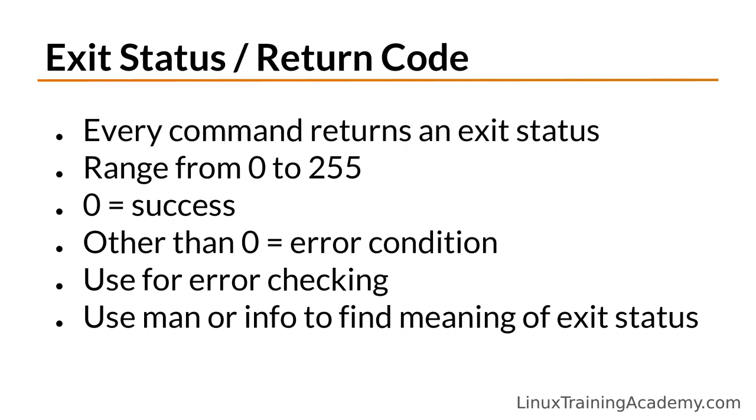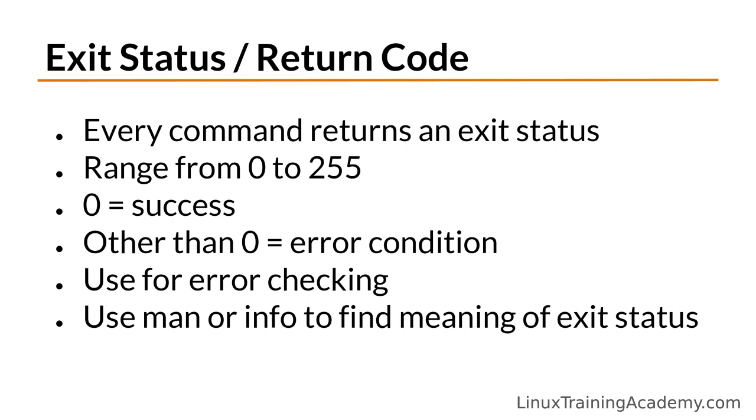Every time a command is executed, it returns an exit status. The exit status, which is sometimes called a return code or exit code, is an integer ranging from 0 to 255. By convention, commands that execute successfully return a 0 exit status. If some sort of error is encountered, then a non-zero exit status is returned. These return codes can be used in your script for error checking.